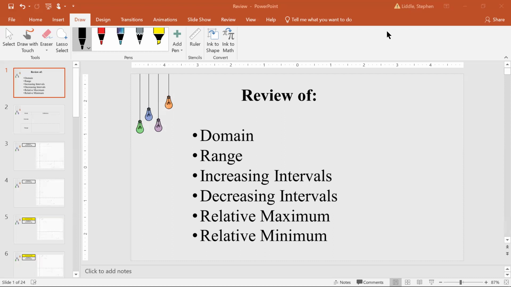Welcome. So today we will be covering a review of domain, range, increasing and decreasing intervals, and relative maximum and minimum. You're welcome to follow along in the worksheet provided. There'll be some space for you to write down the definitions that I write on my screen here. I'll go over an example or two, and then there'll be a place for you to try an example on your own on the worksheet, and then I'll place the answers on the screen provided.